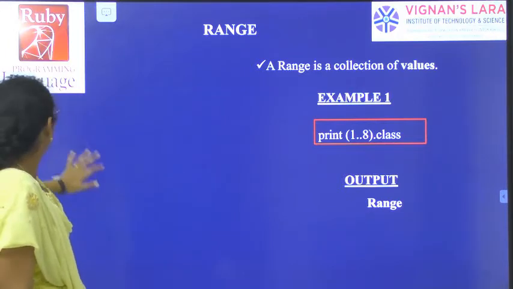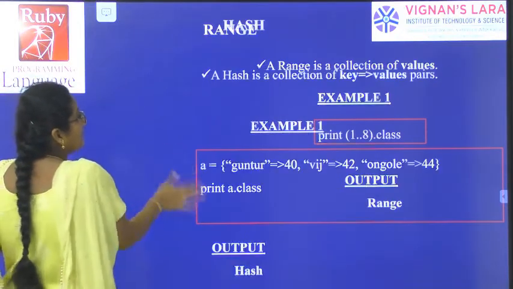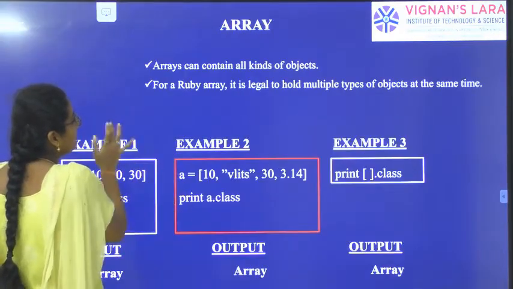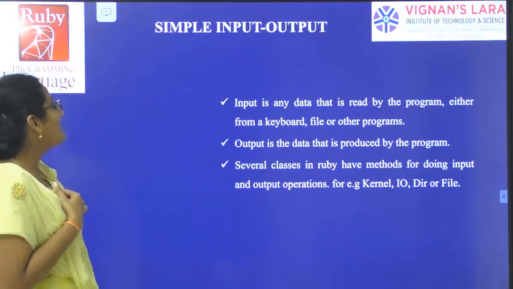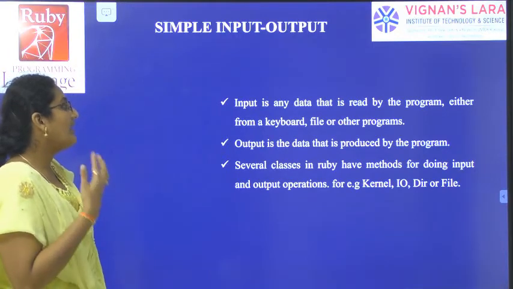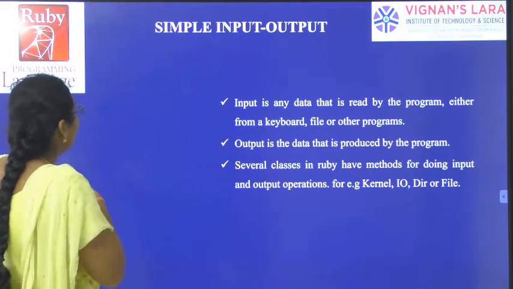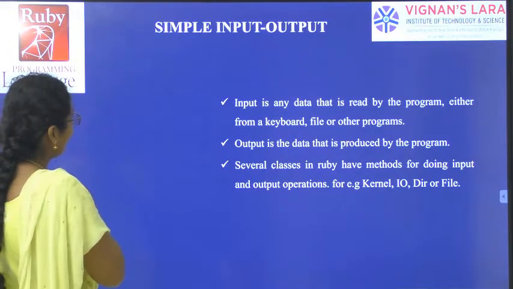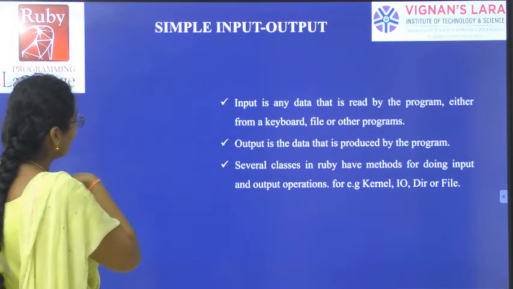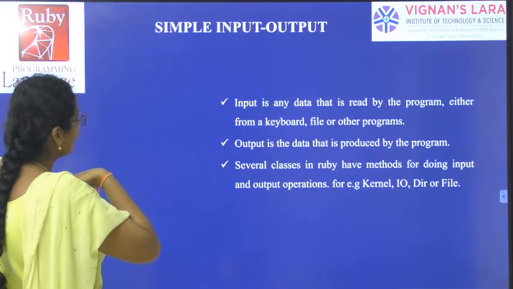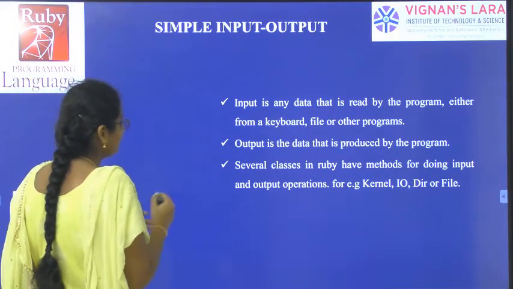So this is about data types. Next we will see what we mean by simple input and output. In Ruby programming, what do you mean by simple output and input? Let us see. Input is any data that is read by the program, either from the keyboard or from files. Output is the data that is produced by the program. Several classes in Ruby have methods for doing input and output operations.